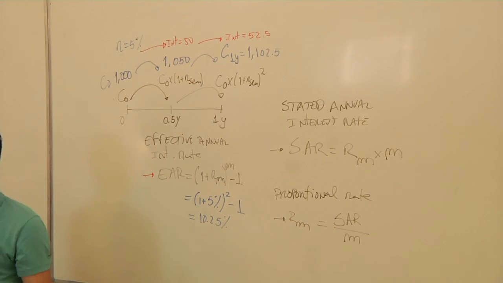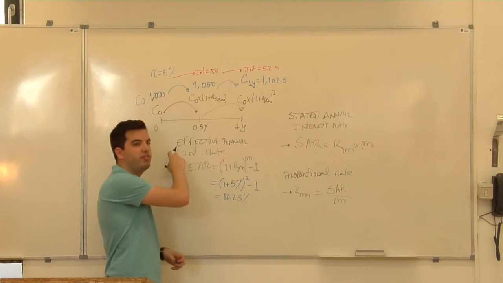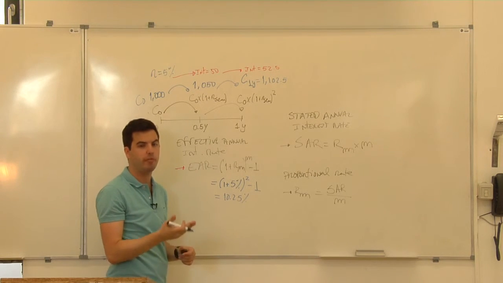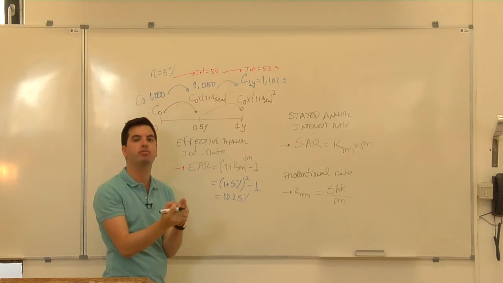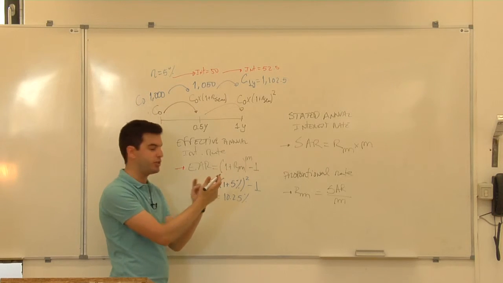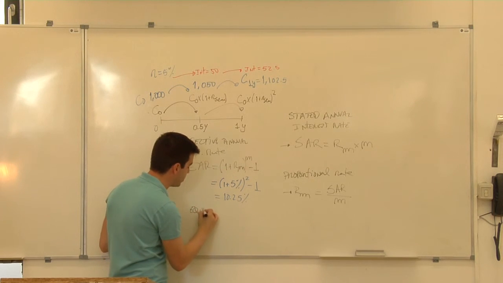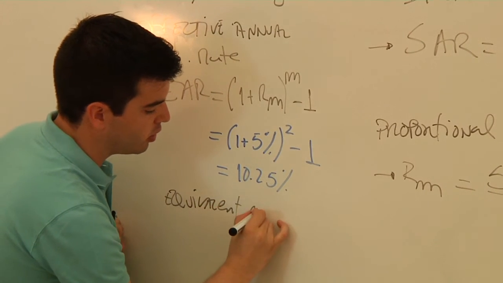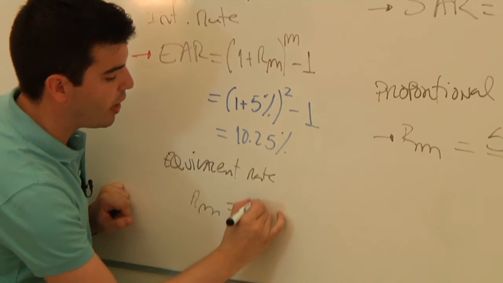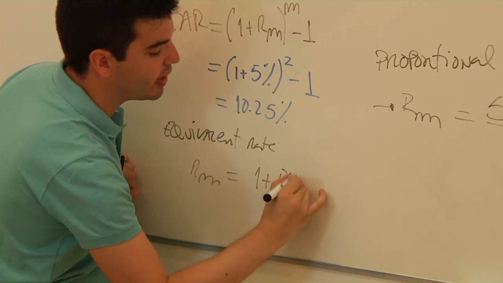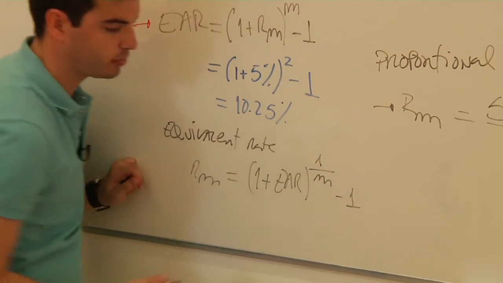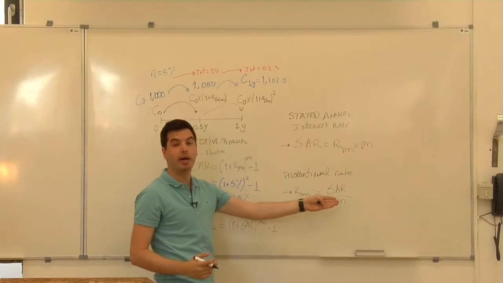Let's now invert the calculation again. If you have an effective annual rate and you want to find the monthly rate, you don't simply divide by the number of periods. Again, you have to take into account the compounding effect. And we do this by inverting this calculation. So if you want to find the equivalent rate, so if you want to find the monthly rate, for example, you have 1 plus effective annual rate to the power of 1 divided by m minus 1, which is not simply dividing by 12.